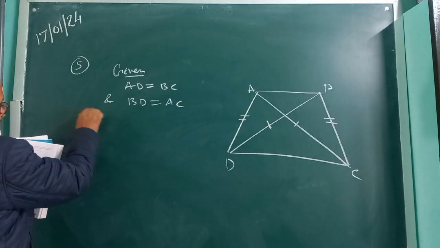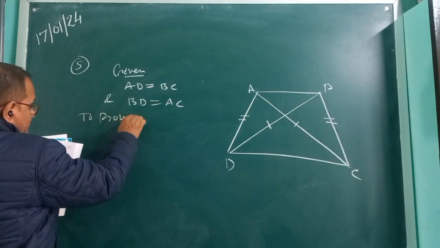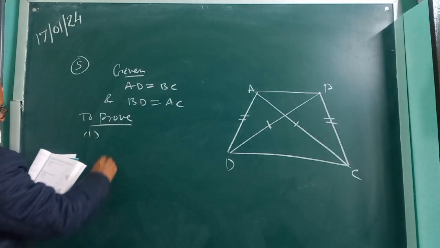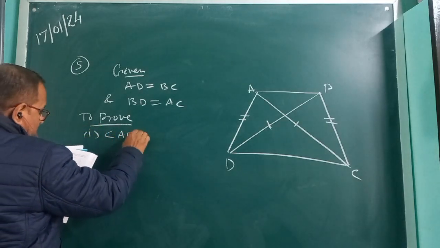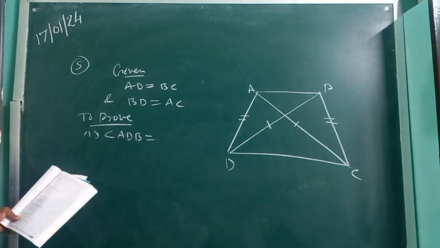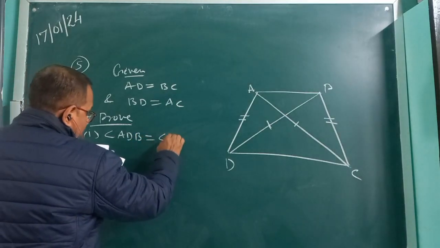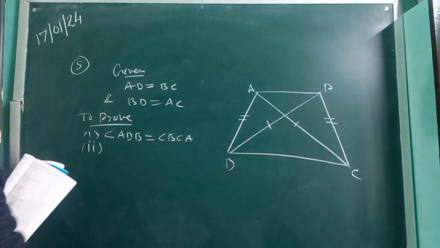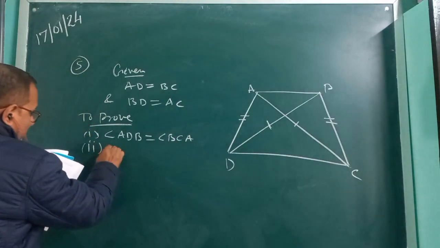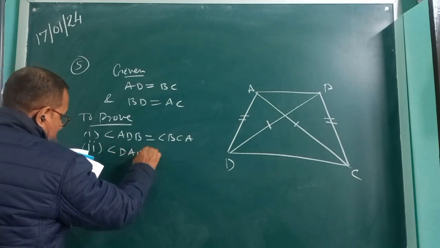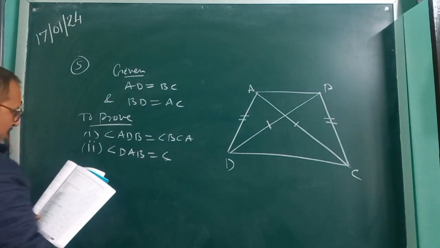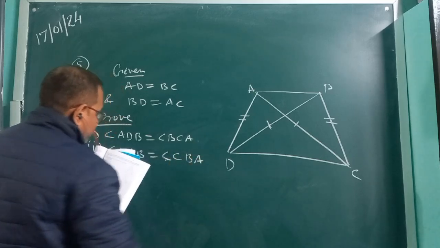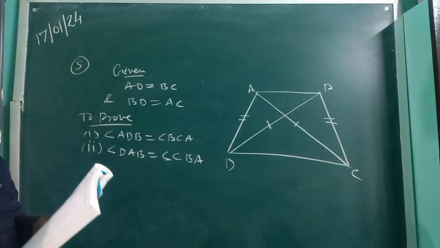We have to prove that first part, angle ADB is equal to angle BCA. Second, angle DAB is equal to angle CBA. These two results we have to prove.